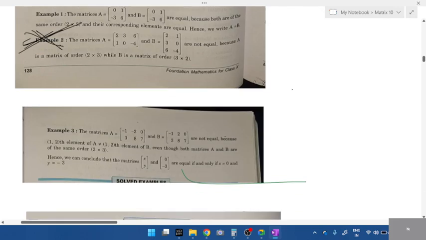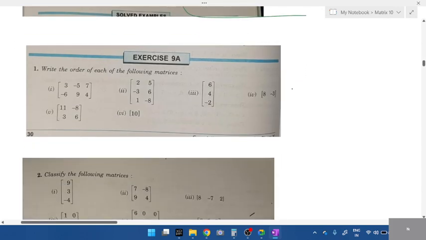Fine. We'll start solving the question. You'll understand better. Look here. Write the order. First, solve this, students. Write the order of each of the following matrices. This is an order question. Tell me the first one. How many rows are there?